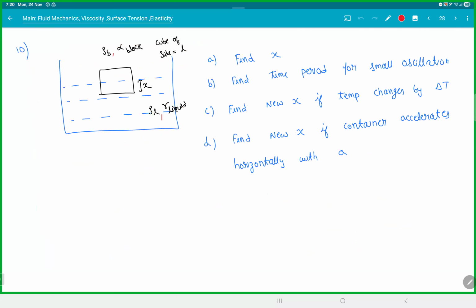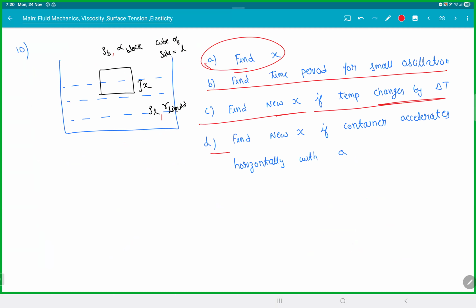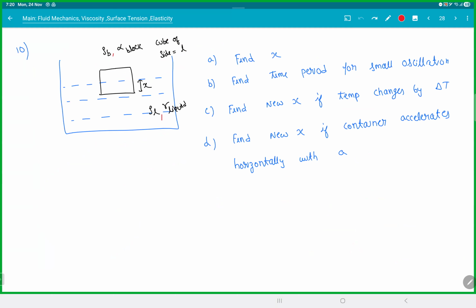Let's get this. This is a good one. We have a block here, density rho b. Alpha is the coefficient of linear expansion. Cube ka side is L. Rho L is the density of the liquid and gamma is its coefficient of expansion. It is dipped inside a liquid. Find x. Find the time period for small oscillations. Find a new x if the temperature changes by delta T. Find a new x if the container accelerates horizontally with A. 4 questions. There, I combined two things, thermal expansion and this.